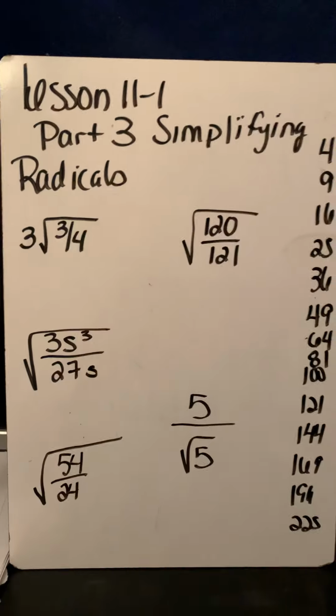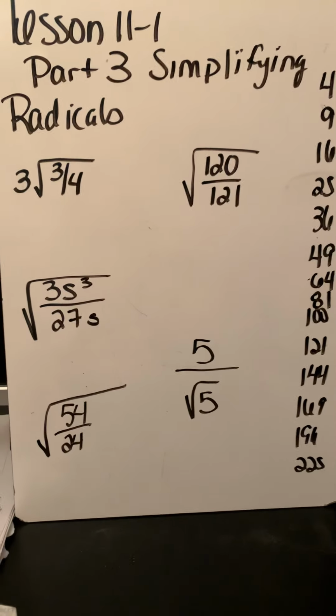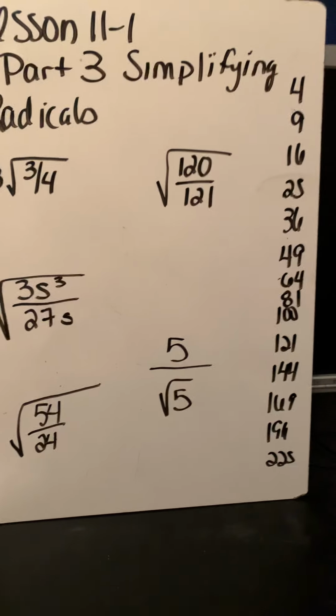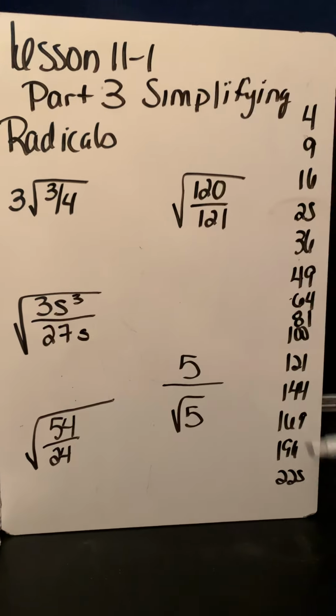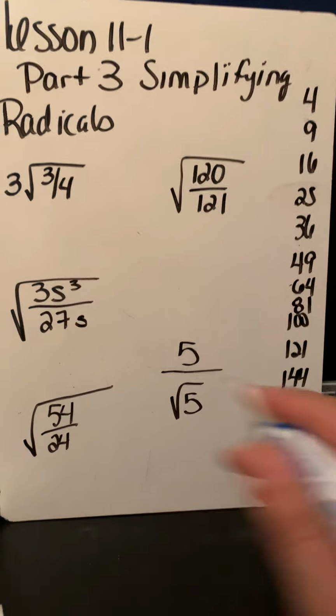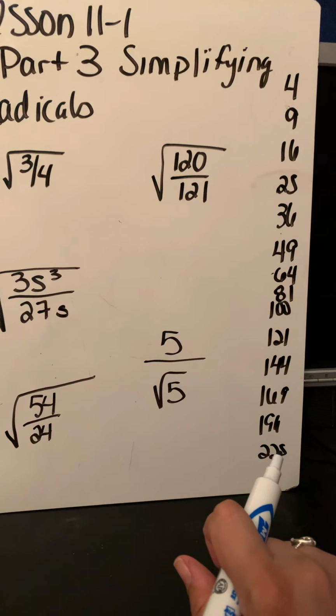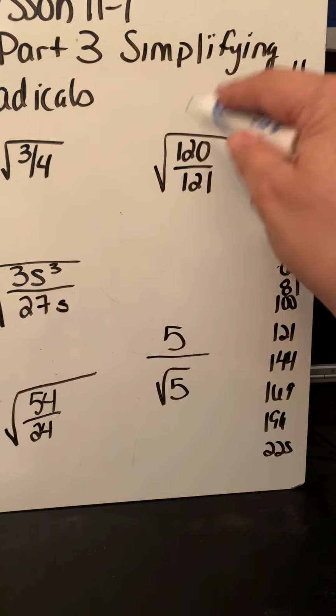Algebra 1. We're back to lesson 1-1 again, part 3. This will be the last part on simplifying radicals. Again, notice how I did the perfect squares down the line. Okay, just get into the habit of doing that. It just makes it easier when you're trying to hunt and peck to figure out what to plug in. All right, so I'm going to start with this one here first.